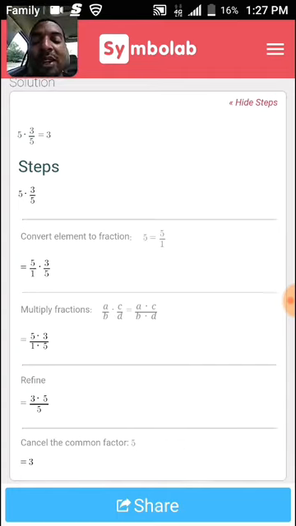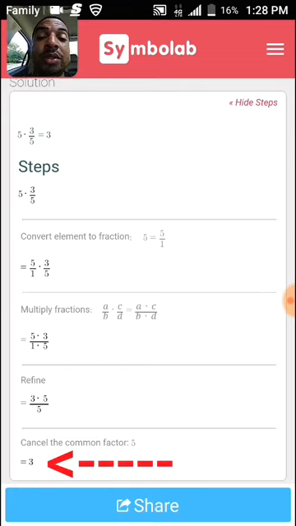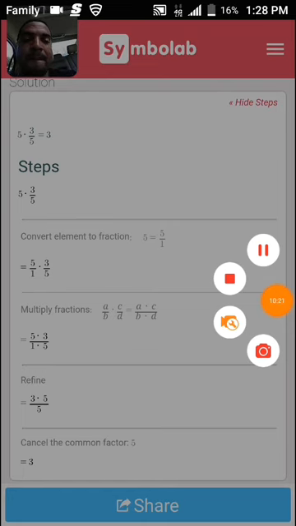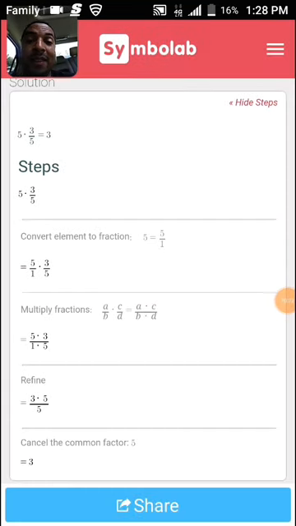Then we refine this. We have 15 divided by 5. Or we can cancel the common factor before we even divide. So we draw a line through the 5s and leave the 3. When there's nothing in the denominator, there's a 1 there. And that's 3 over 1, which is 3.